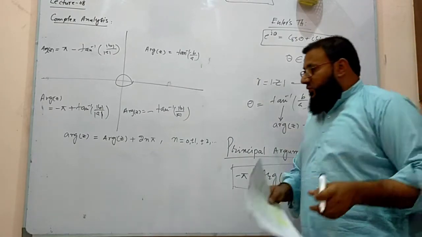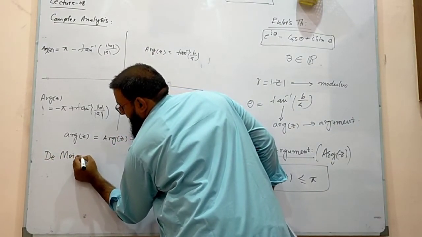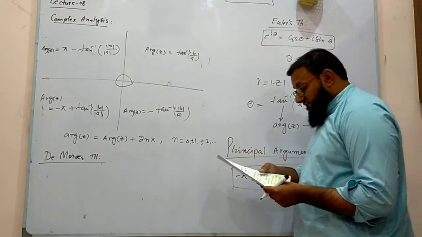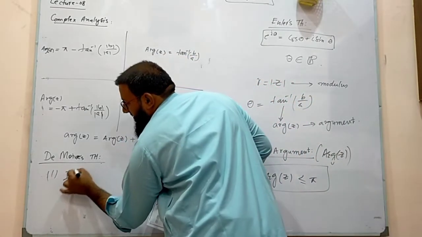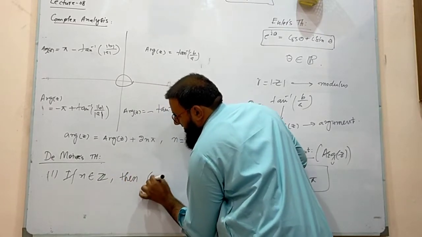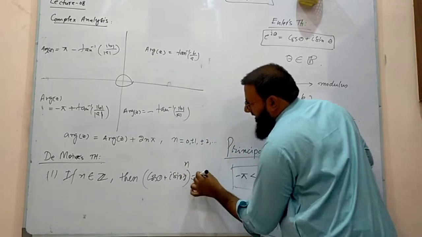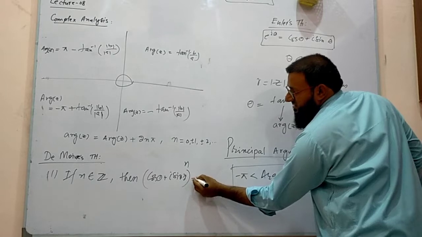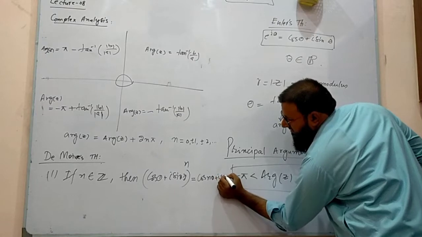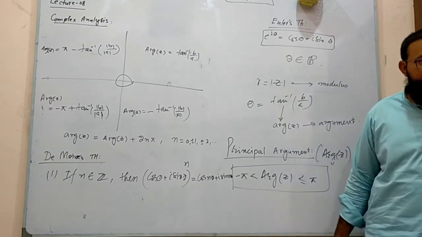Next is a very important theorem, what we call De Moivre's theorem. So De Moivre's theorem, what does it say? So one statement is, if you take any n from the set of, let's say, integers, then (cos theta plus iota sin theta) raised to the power n is the same as, you just multiply this n with the angle, so cos n theta plus i sin n theta. So these are always the same when n is an integer.